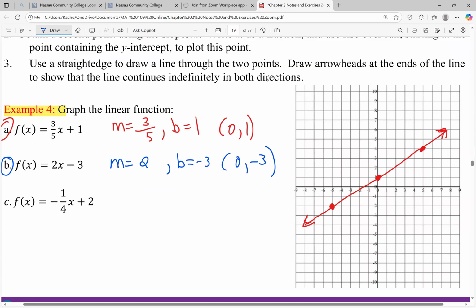We want to treat the slope as a fraction, right? Because we want to look at the change in y with respect to the change in x. Remember, it's a rate of change. So whenever you have a whole number, just put it over 1. So we have a fraction. So we're going to start at the point (0, -3). And we're going to move up 2 and then to the right 1. Up 2 to the right 1. Up 2 to the right 1. And we could do as many as we'd like, but this is enough.